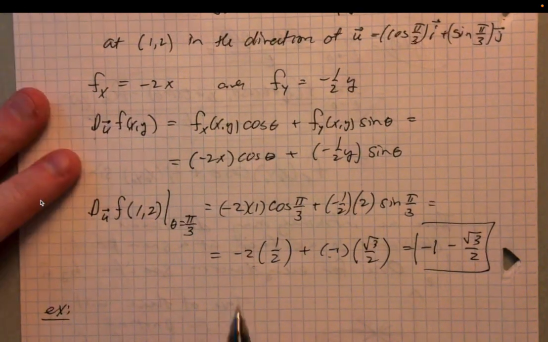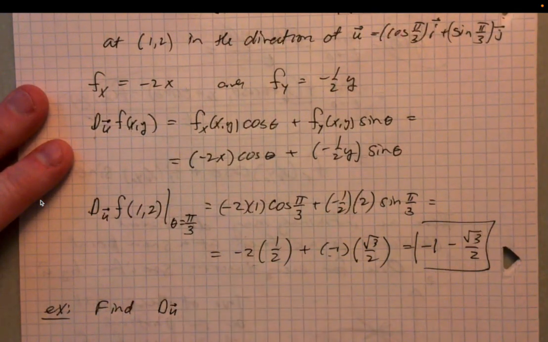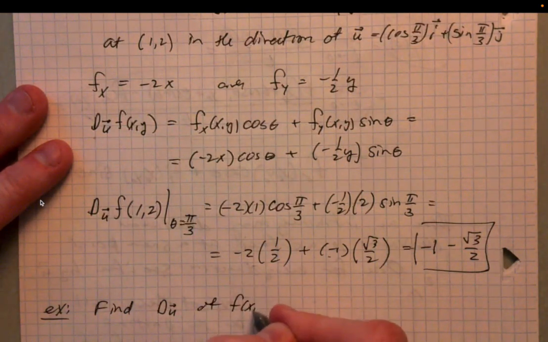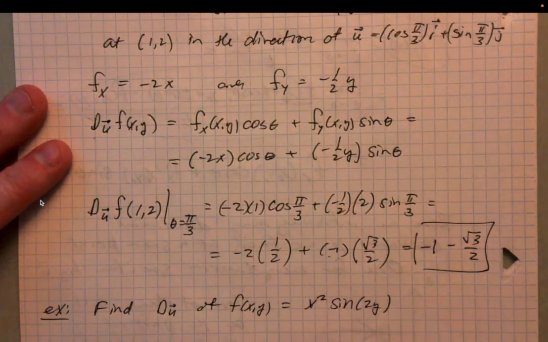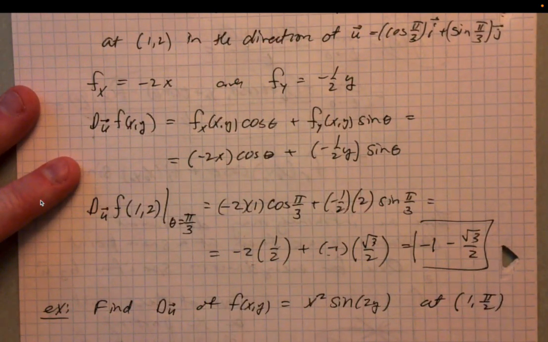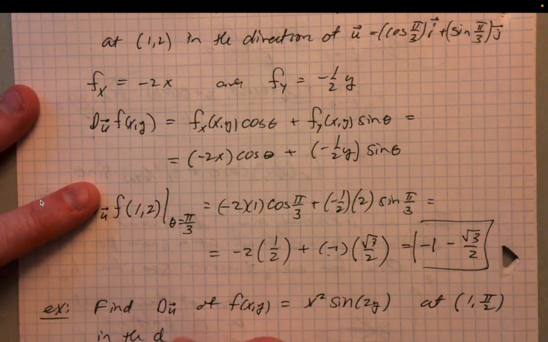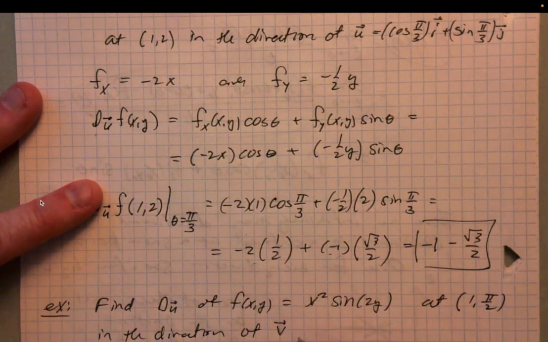Okay, so this one we're going to again find the directional derivative of f(x,y) = x² sin(2y) at (1, π/2) in the direction of, and a vector is given as v = 3i − 4j, right? You can see that we've notated this differently.